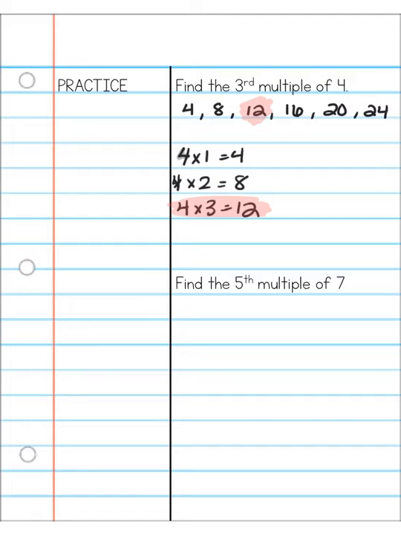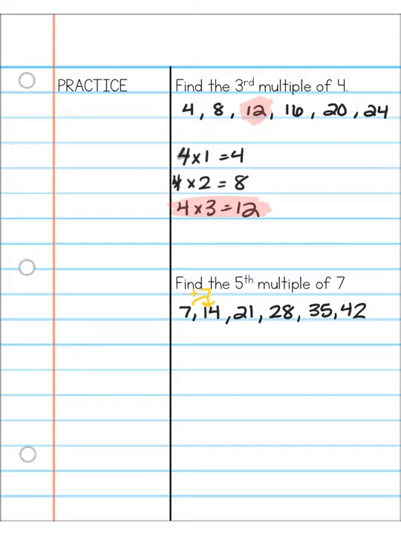Now I want you to try finding the fifth multiple of 7 on your own. So let's go over the fifth multiple of 7, and we'll start by skip counting. We have 7 plus 7 would be 14. Plus 7 would give me 21. And I'll illustrate that for you. That's plus 7. Plus 7 again would be 28. Plus 7 again would be 35. Plus 7 again would be 42.